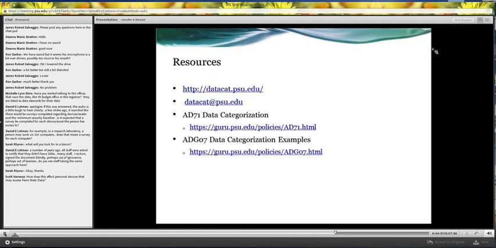Let me give you an example. Let's say that there's data that clearly shouldn't go outside Penn State. So it's at least internal control. But even within Penn State, only certain eyes should see the data. Does that make it restricted?